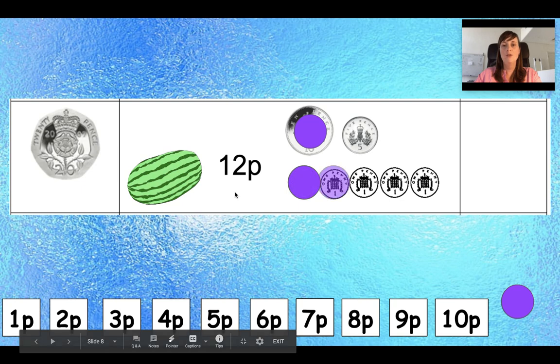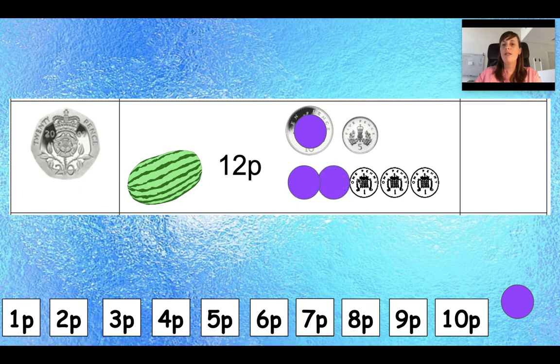10, 11, 12. How much money do I have left over? 5 in your head, count on 3 more. That's right, the answer is 8p. You'll have 8p left over.